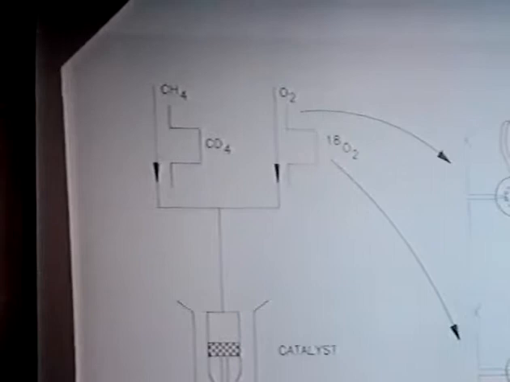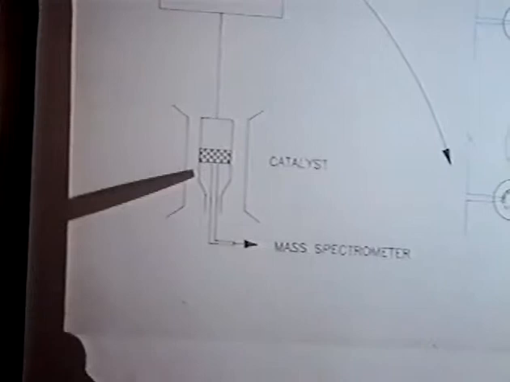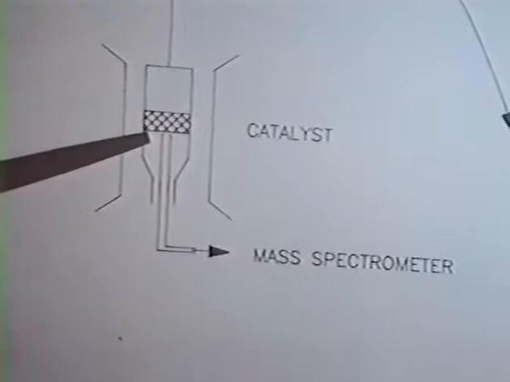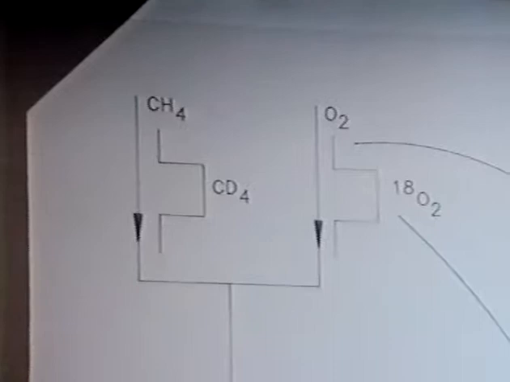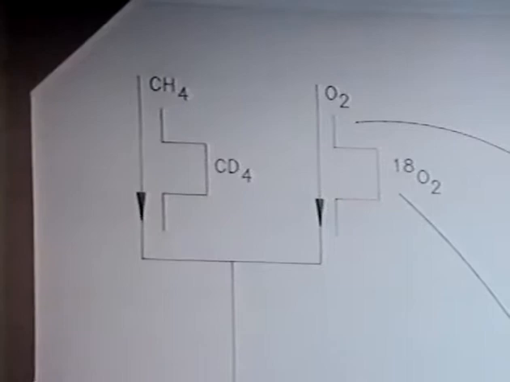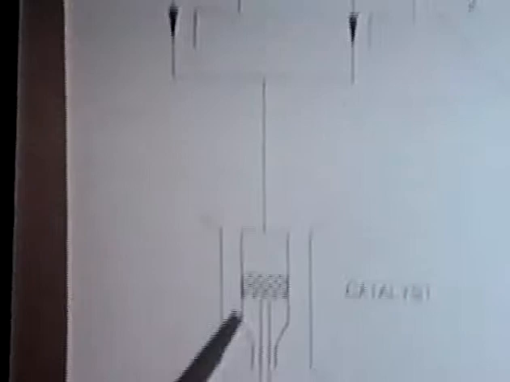The apparatus that we use for our study is an isotope transient method. This is nothing new, it's been around for quite a long time. What it involves is passing your reactants over a small catalyst bed and having a mass spectrometer sensor right at the bottom of the bed. And what you do is the following. You set up your reaction, for example, between methane and oxygen under normal conditions. And when your catalyst is nicely equilibrated, you might change the methane to deuterated methane and follow the appearance of the labelled products or the labelled methane immediately after your catalyst bed.